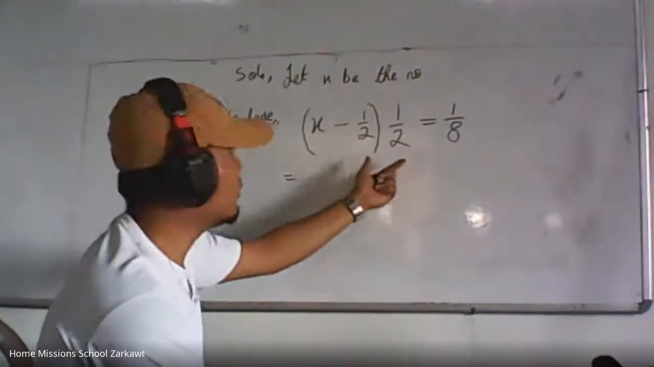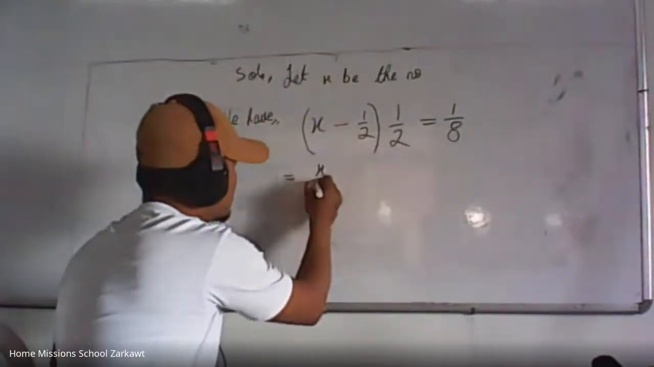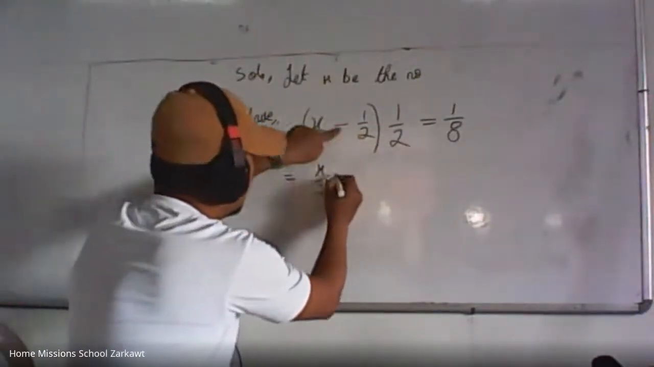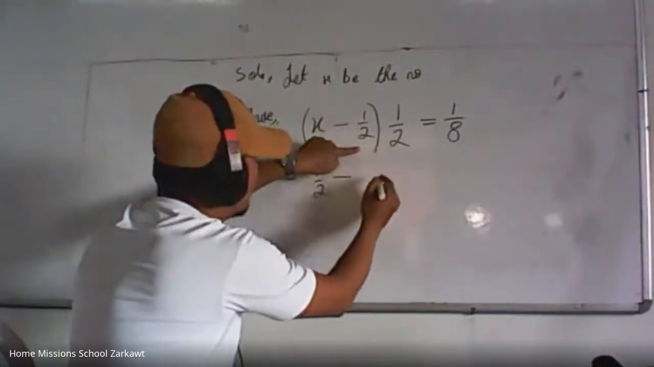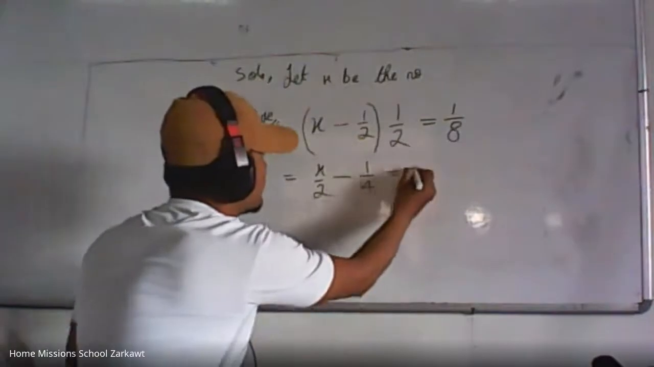1 by 2 into x, x by 2. Minus 1 by 2 into 1 by 2, so 1 into 1, 1 by 4. 2 plus 4, 4 to 1 by 8.